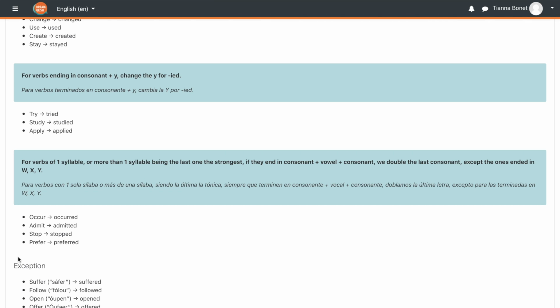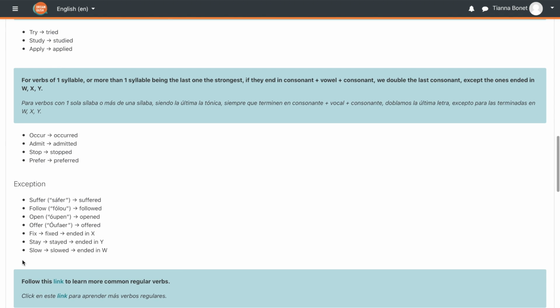For example, suffer is suffered. Follow is followed. Open is opened. Offer is offered. Fix, fixed, ended in X. And stay, stayed, ended in Y. And slow, slowed, ended in W. Those are some of the exceptions that were mentioned up here.